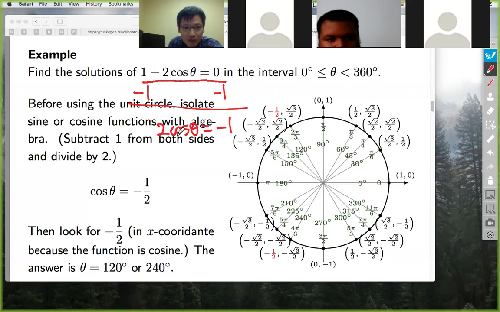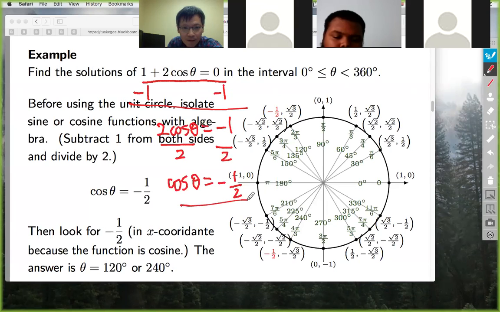All right. We still have this number 2, so we get rid of it by dividing both sides by 2. So we isolate cosine theta only, and we have converted the equation to this basic type: cosine function only and the number on the right side. And this is the result.